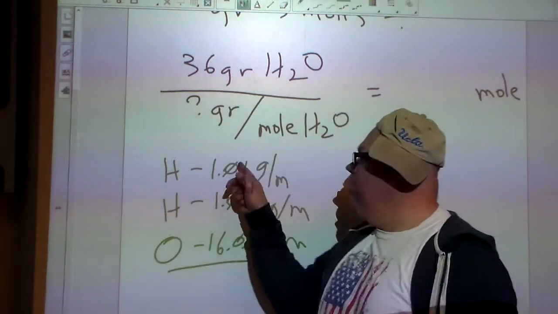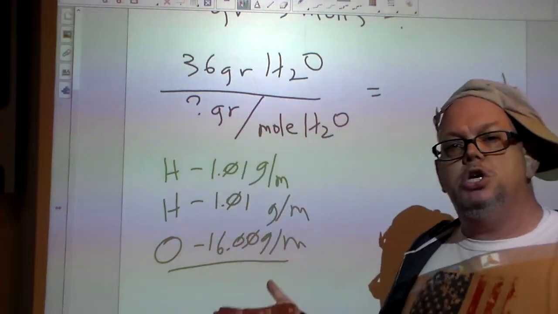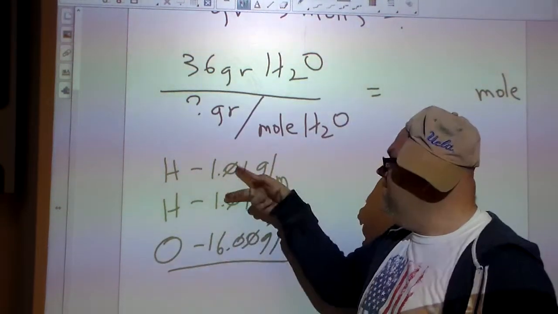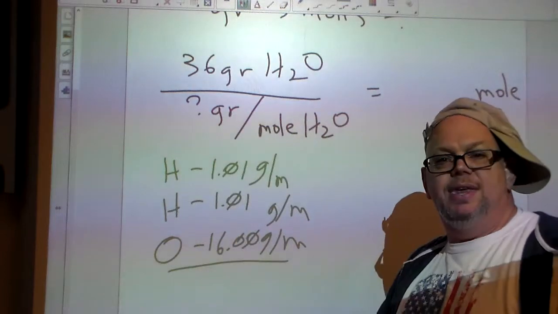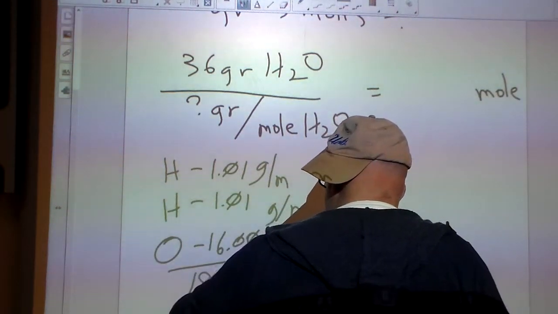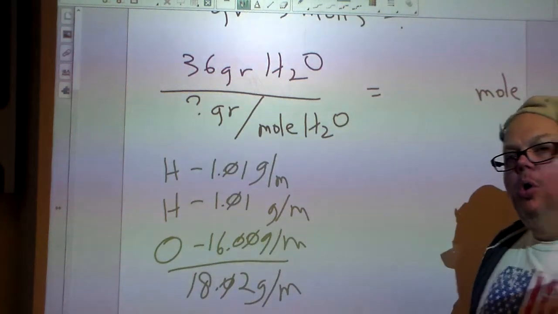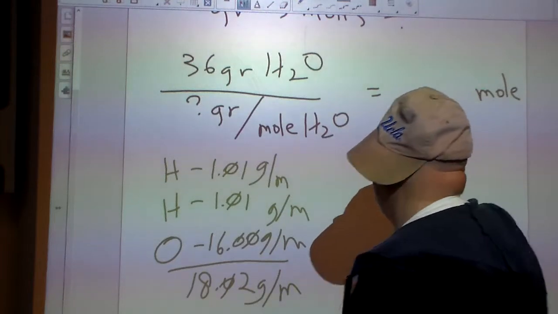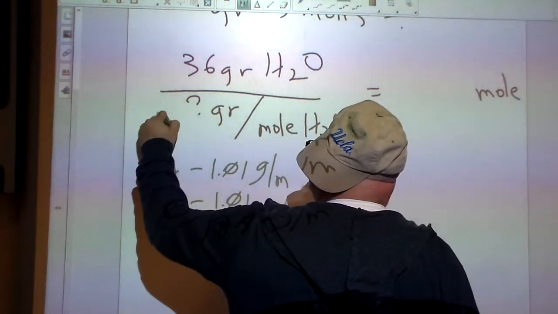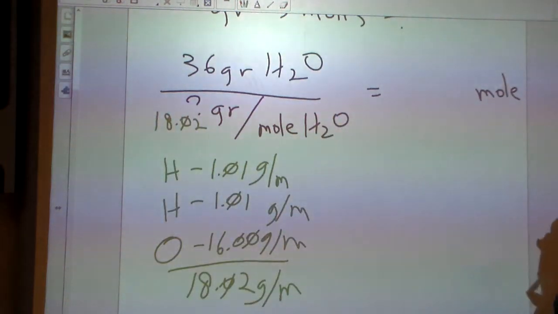Now, could I take the 1.01 and multiply it by 2 and add it to the 16? Sure you could. And I'm just showing you step by step how to do this. Yes, you can multiply this by 2. That's easy. Okay? So we're going to add that up, and it's going to be 18.02 grams per mole of water. Okay, so that means now we can go back and say 18.02 grams per mole of water.